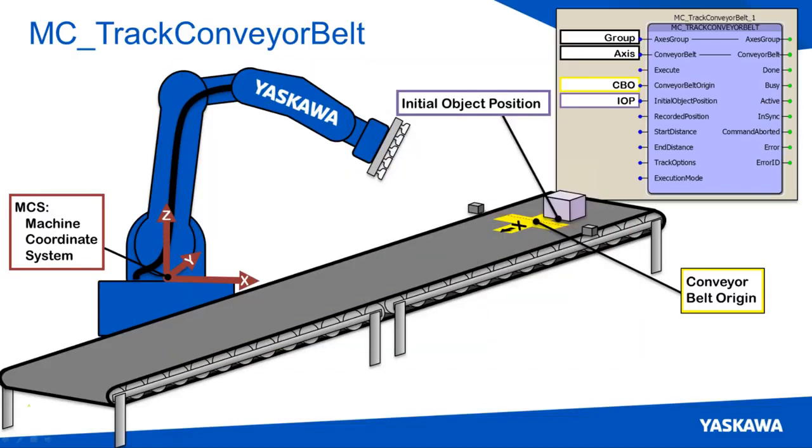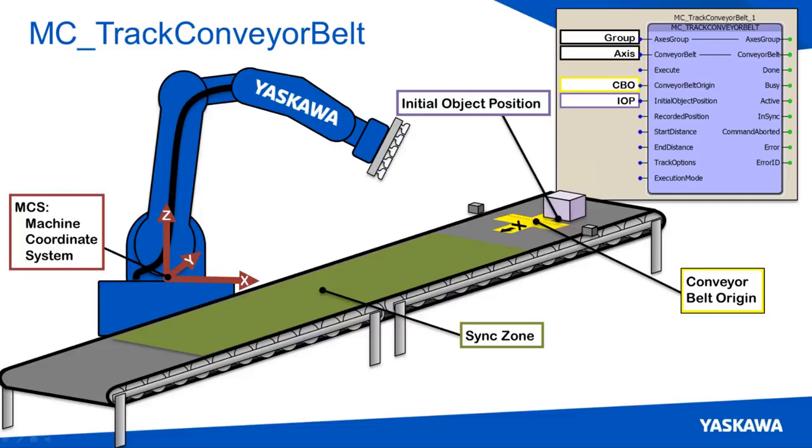If you had a vision system, then it may create its own initial object position. What we have found doing our vision systems is that we can put in an offset to the conveyor belt origin, and it will automatically give us initial object positions for whatever the vision system detects. The next thing we're going to need to define in conveyor tracking is the area where we want our synchronization to occur. We call that the sync zone.